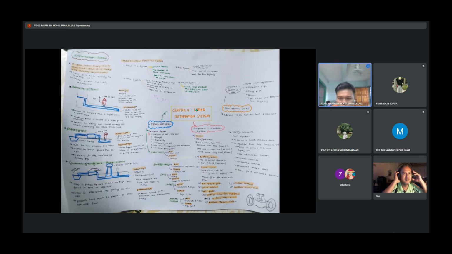Bukan valve. Bukan valve ya, valve. Valve, pelik saya dengar. Tak apa. Valve. Macam mana nak exam?